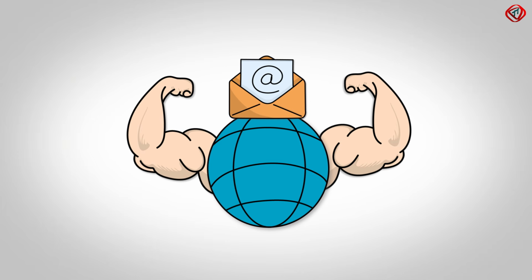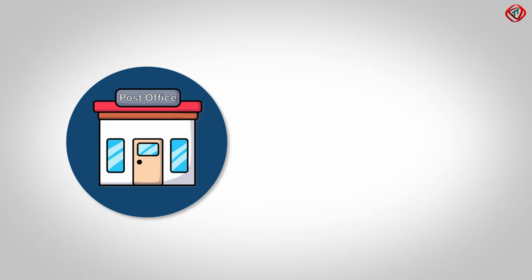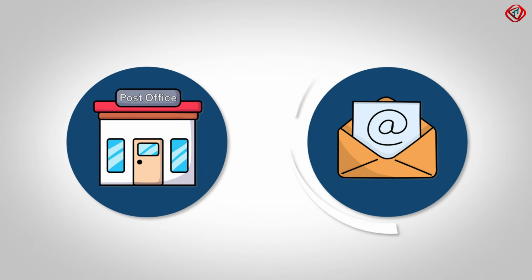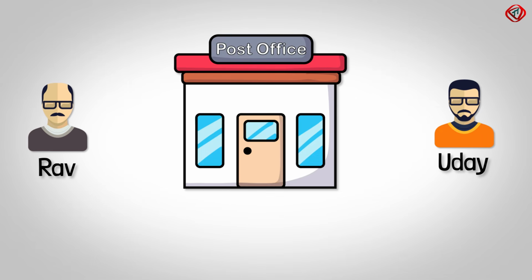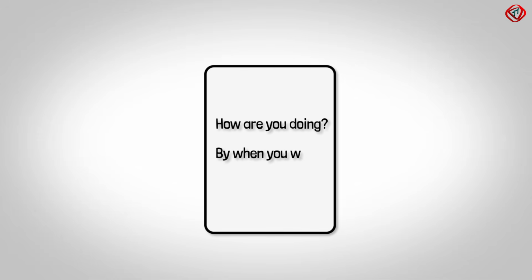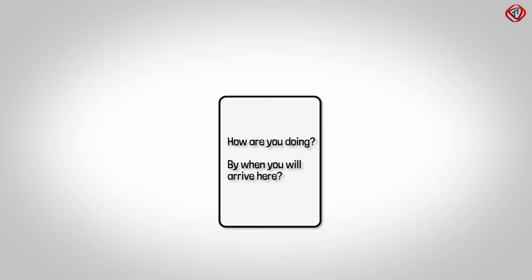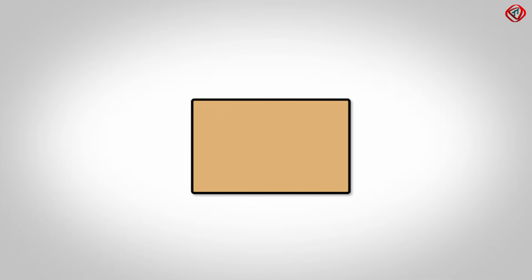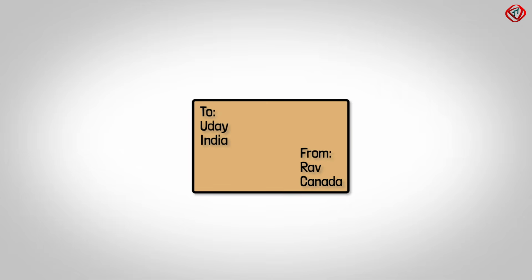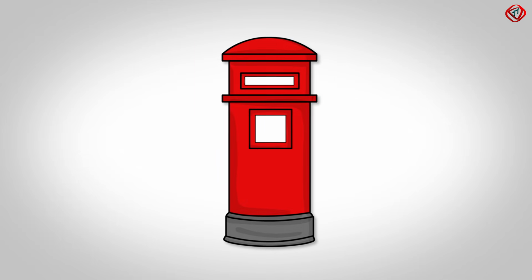Before we learn how email works, let's take a quick look at how regular postal mail works and why email is a better option. Imagine Rev wants to send a letter to Uday using postal mail. He writes his message on a piece of paper, places it inside an envelope, and seals it. On the envelope, he writes his own address as the sender and Uday's address as the receiver. Once ready, he drops it into a mailbox.